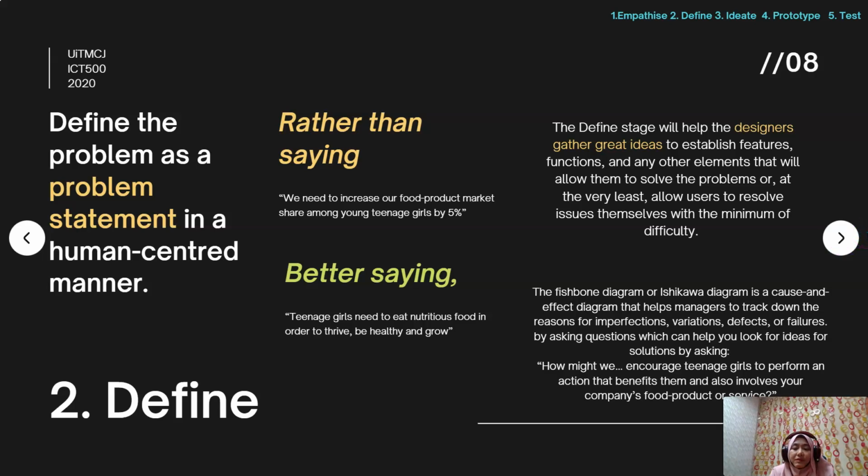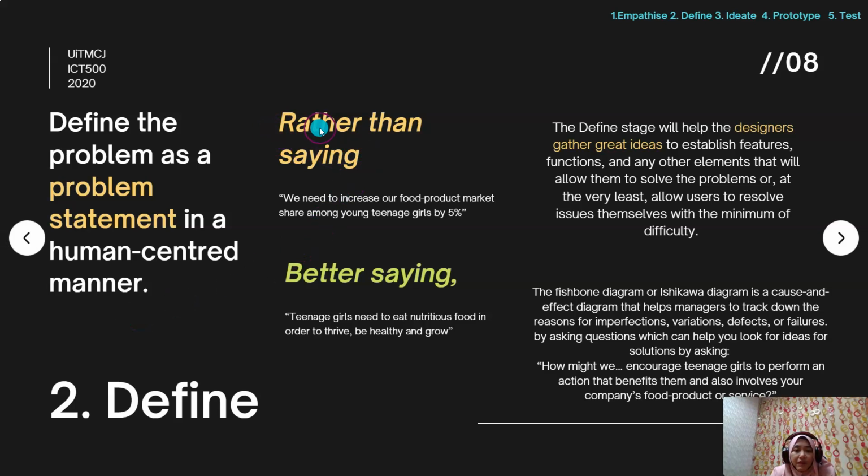Let's look at stage number 2 in design thinking, which comes after empathise, and that is define. So what is defined here? You want to define your problem statement, but in a human-centered manner. So you need to involve the user again. In order to understand the problem, the first stage we discussed earlier is that you need to understand the user and the user requirement.